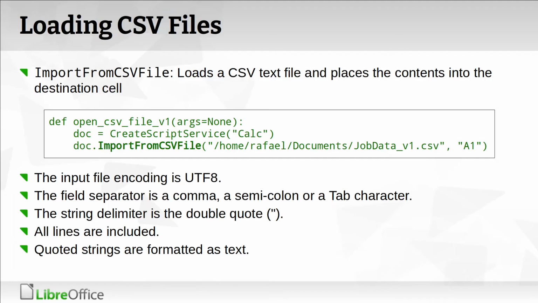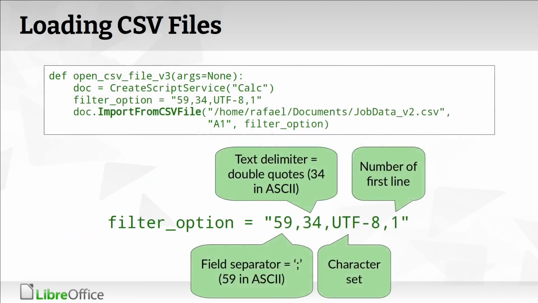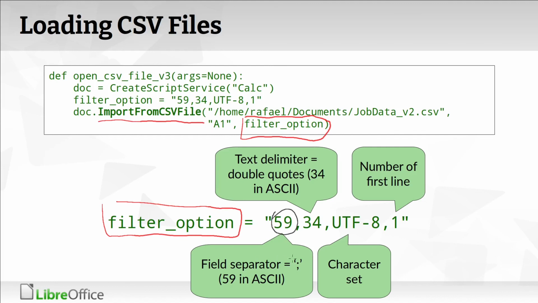And what are these settings? So the settings are defined as a string separated with commas too. So we have this filter option here that can be entered here as the last argument from the import CSV file. And here we specify the ASCII code of the field separator, which in this case I'm going to use only the semicolon. So notice here that I'm not telling that the comma is a field separator here.